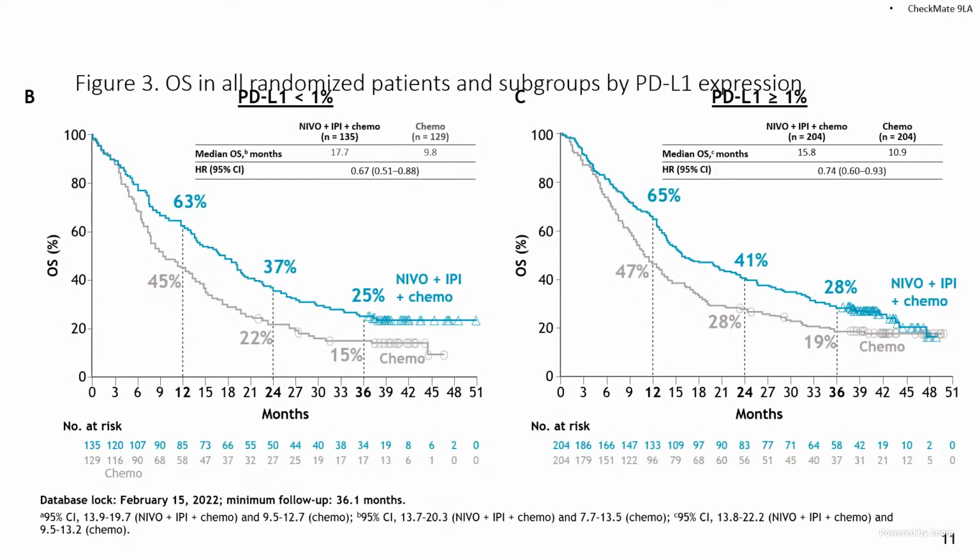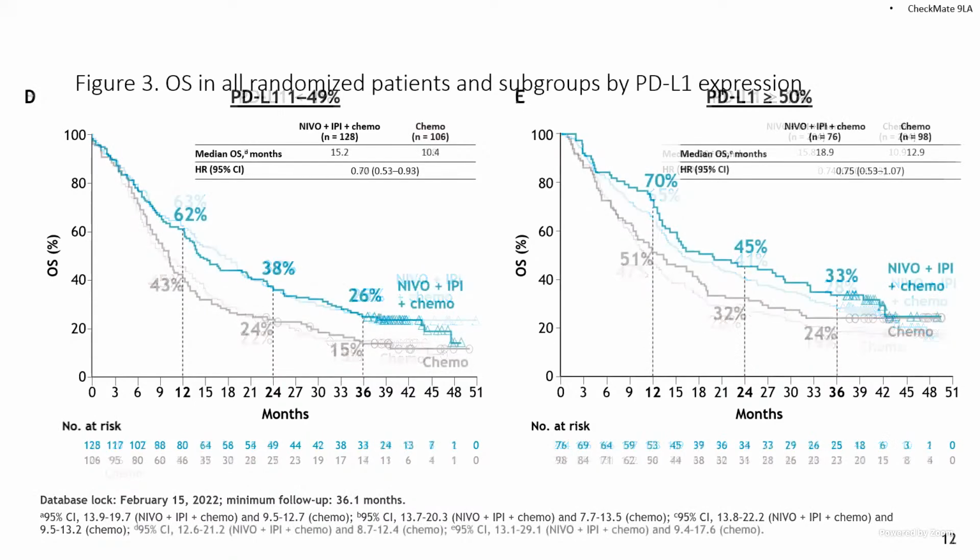So as per PDL1, for PDL1 less than 1%, the median overall survival is 17.7 versus 9.8. And for PDL1 more than or equal to 1%, it is 15.8 versus 10.9 months. Both hazard ratios 0.67 and 0.74, and confidence interval not crossing unity. Next slide, please. And the results were similar for PDL1 1 to 49% and PDL1 more than or equal to 50%. Next slide, please.